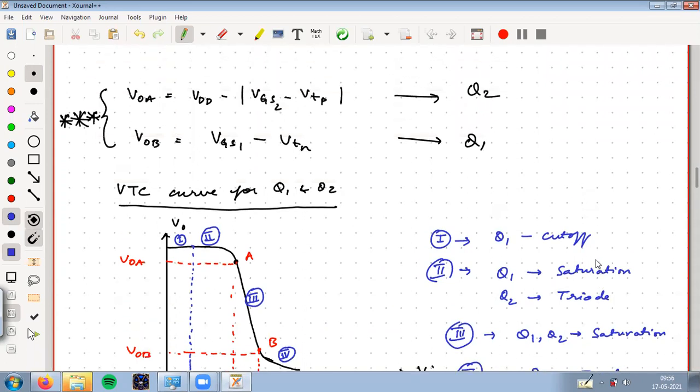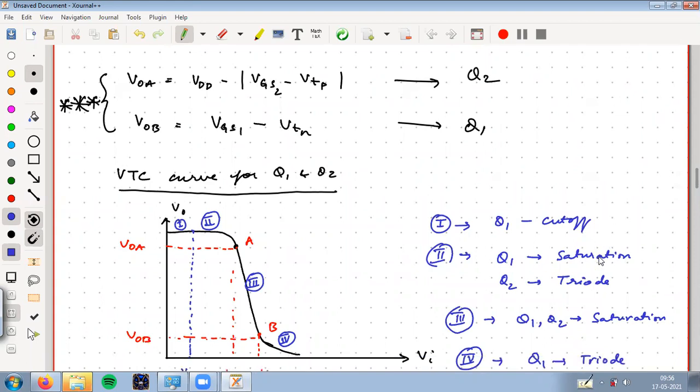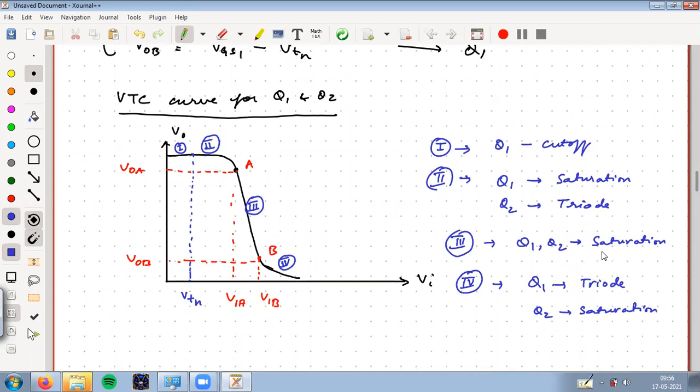Why I have to draw the VTC curve is because you are using complementary transistors. At the load, you are using PMOS, and in your amplifier you are using NMOS. So you are using complementary transistors. That's why you have to draw the VTC curve. Okay. Any queries till now?